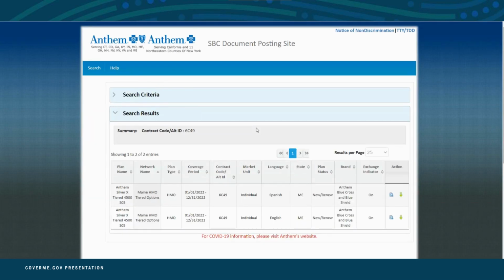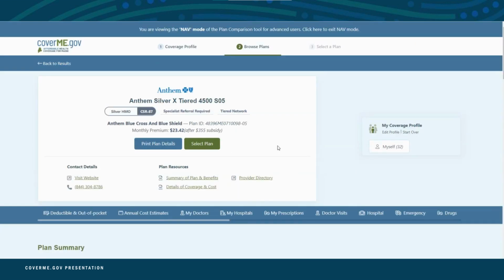This summary of benefits is a short, plain language summary about a health plan's benefits and coverage that each insurance company is required to provide. Additionally, consumers should consider what providers are in each plan's network. A network includes the doctors, providers, and hospitals that a health plan contracts to provide care to its members.